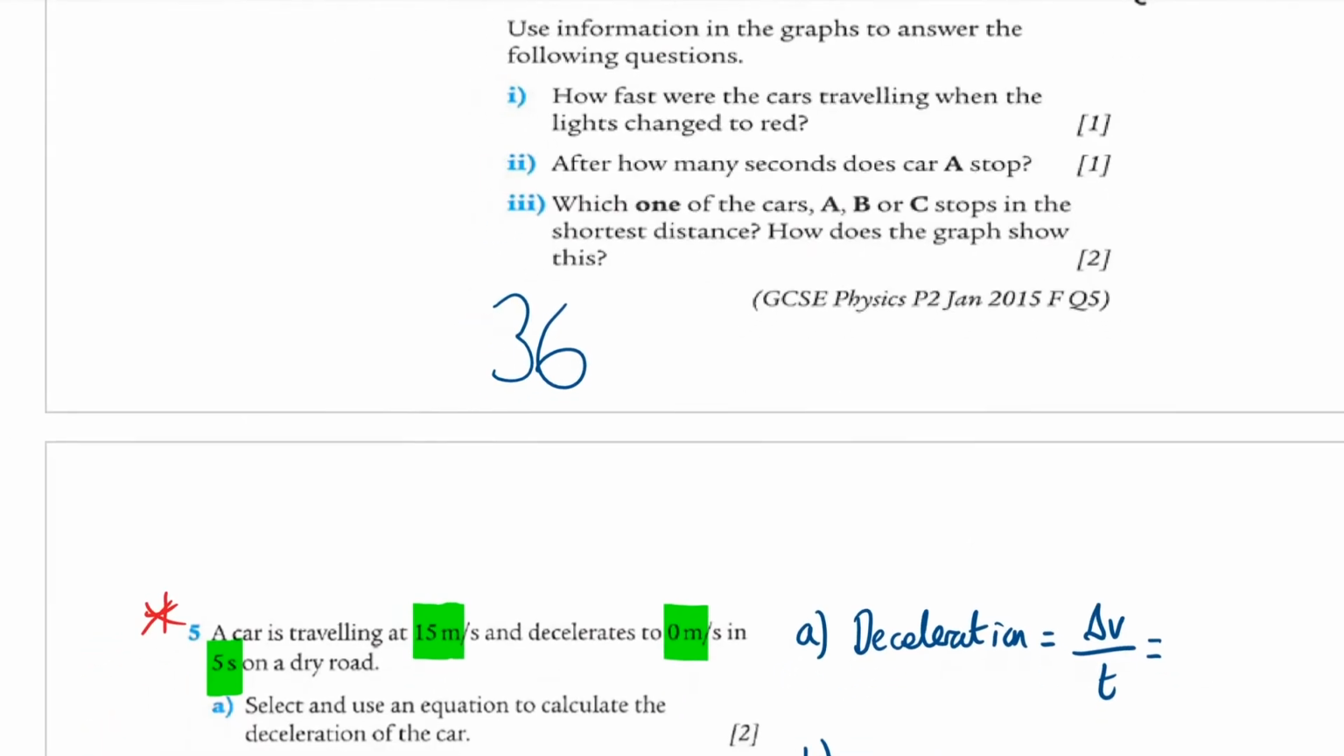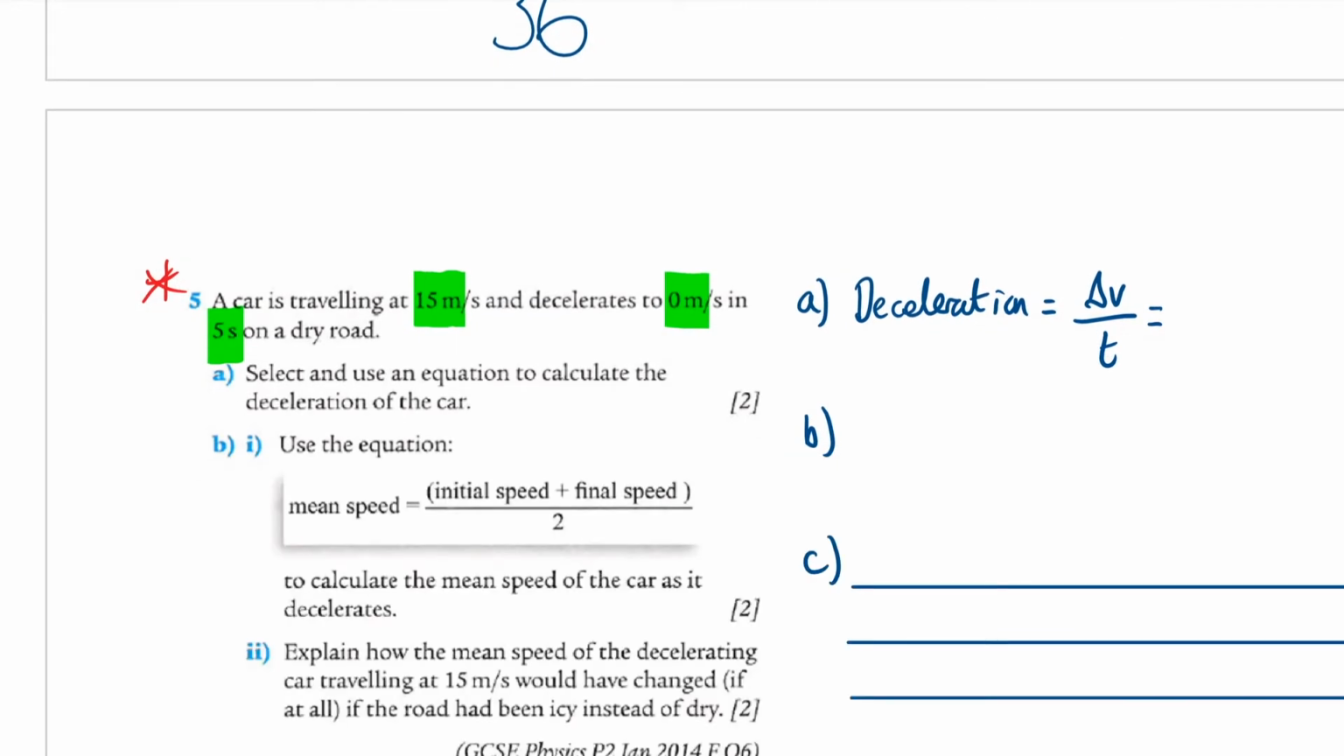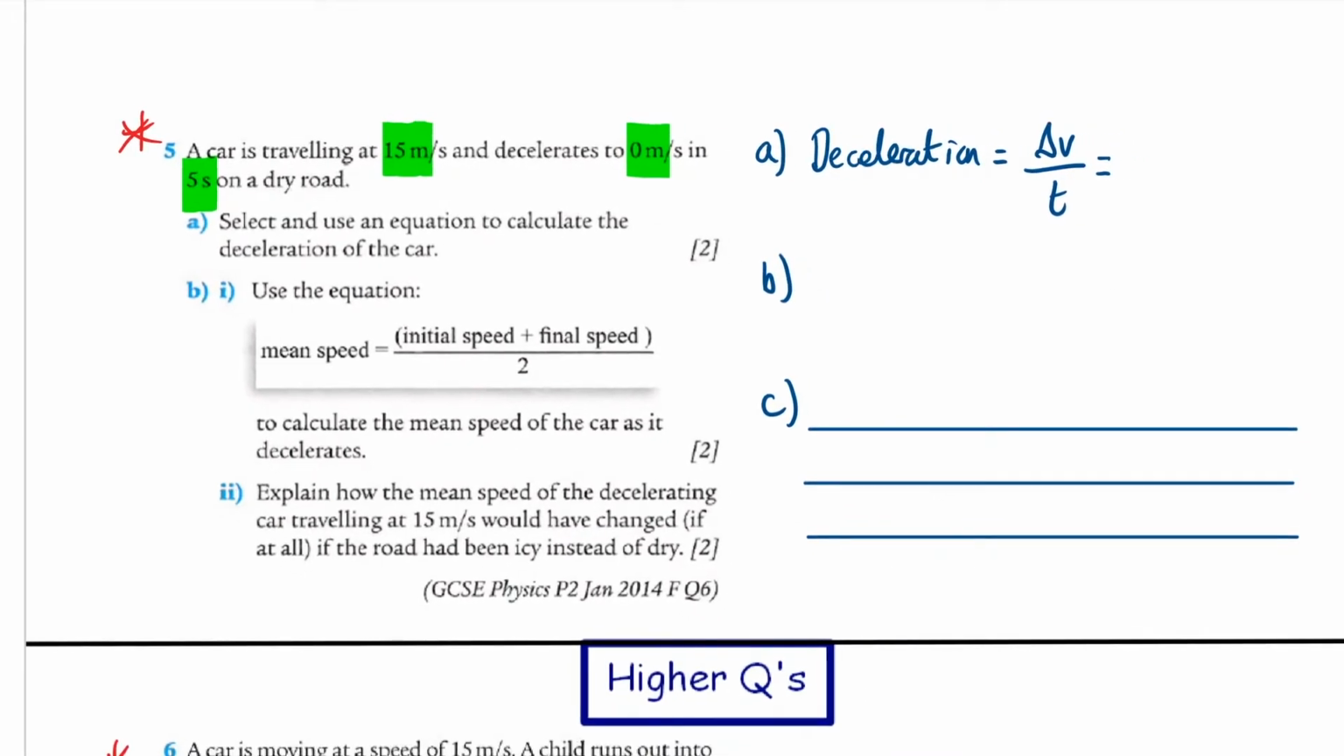Underneath, moving on to page 37. A bit more challenging, this question. So I've scaffolded this one for you to make a start. Question 5, it says a car is travelling 15 meters per second and decelerates to 0 in 5 seconds. Select and use an equation to calculate the deceleration of the car. Answer this on the right hand side as I've shown there. I've made a start. I've chosen the equation for you.